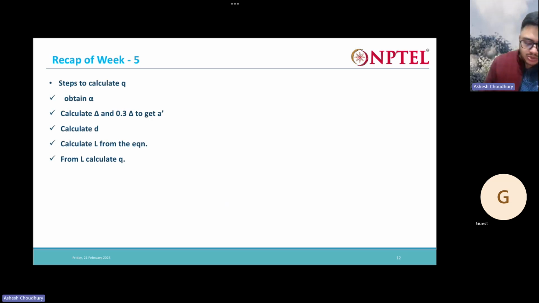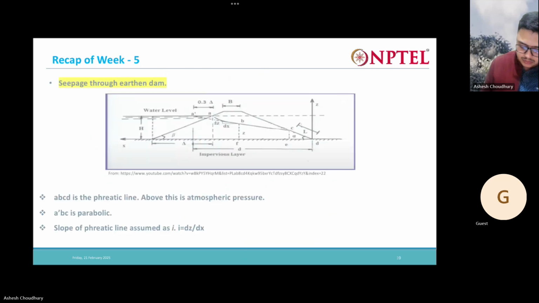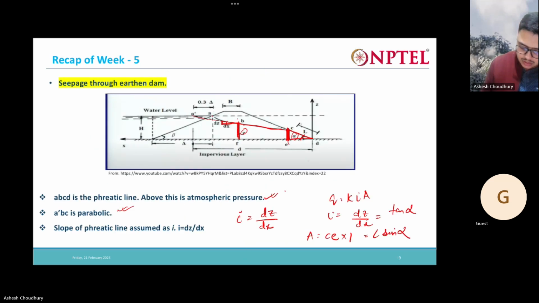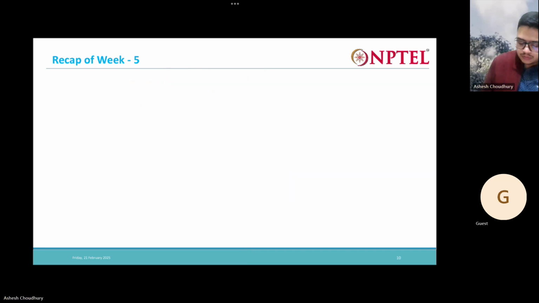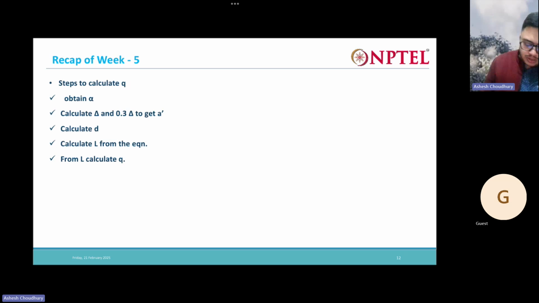Now the steps to calculate Q: obtain alpha, calculate delta and 0.3 delta to get A dash, calculate D. So what is D? D is this from here to here. This is D. We need D, right? Calculate D, then we calculate the L from the equation that we just derived, and then from L we calculate Q. This is how we need to calculate the flow.